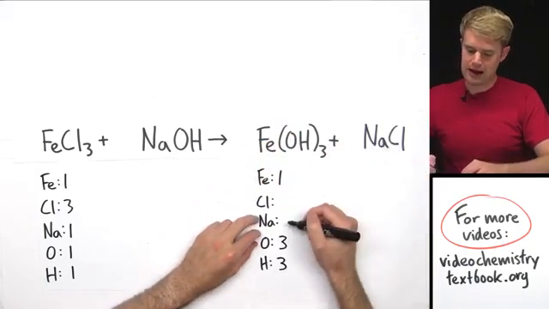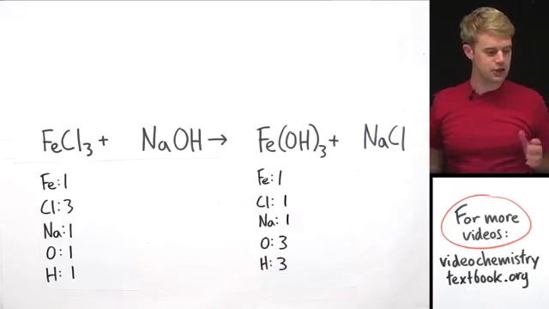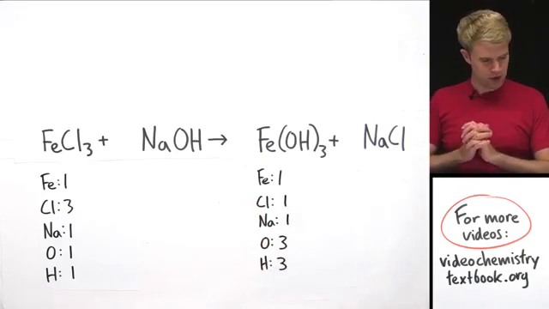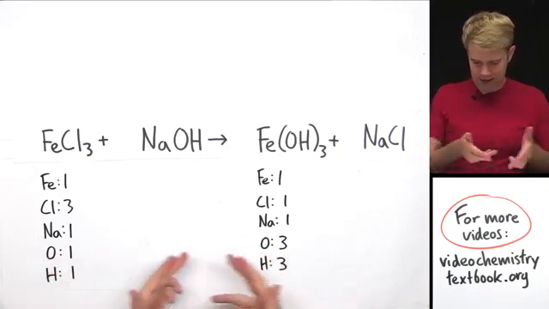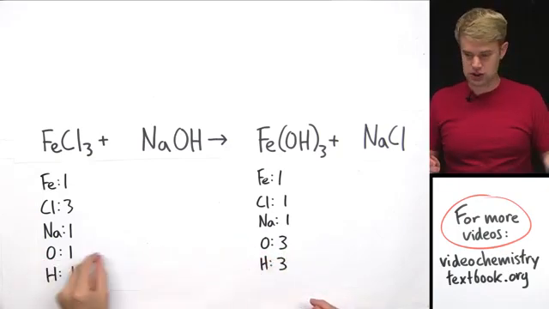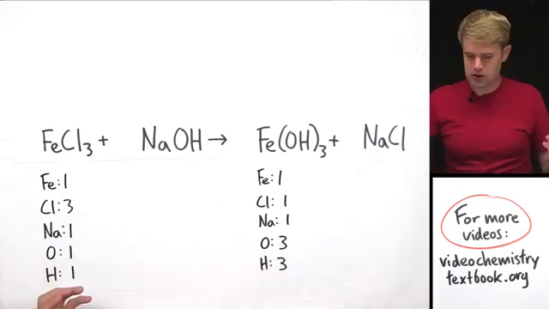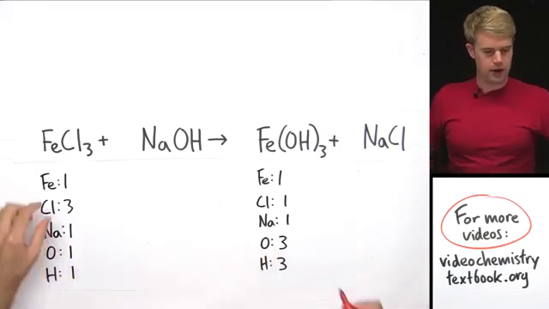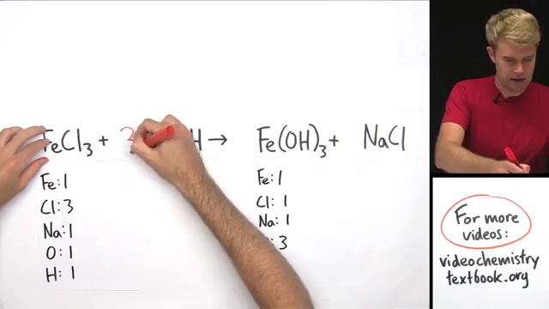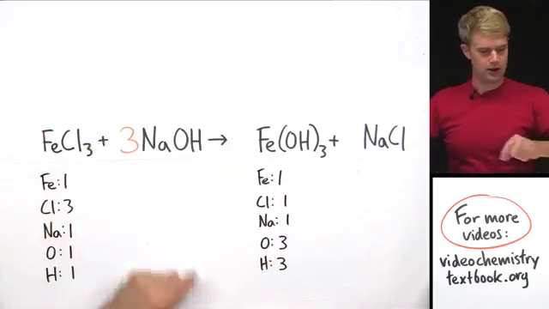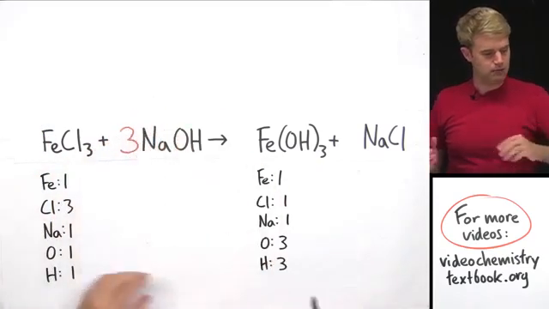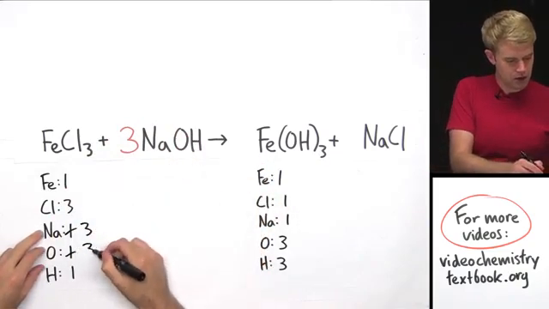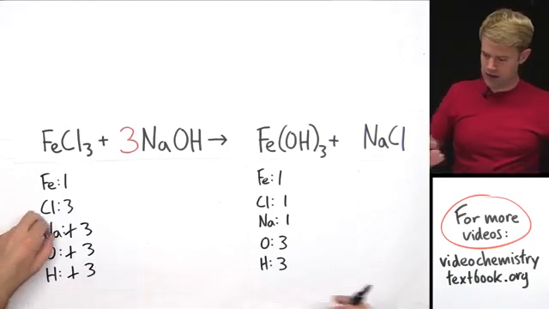And then we have Na and Cl, so 1 each of those. Okay, so where are we going to start with this? Well, I have an imbalance in my oxygens here, so I might as well just start there. Okay, so 3 here, 1 over here, so I'm going to put a 3 in front of NaOH. Okay, so that is going to multiply all the stuff by 3. I'm going to have 3 Na, 3 O, and 3 H.